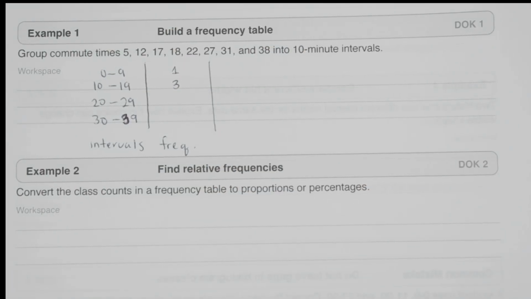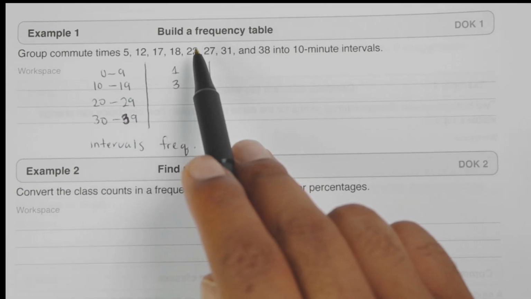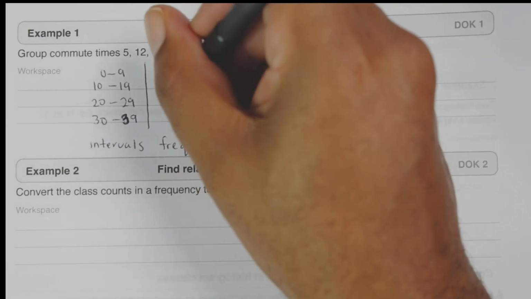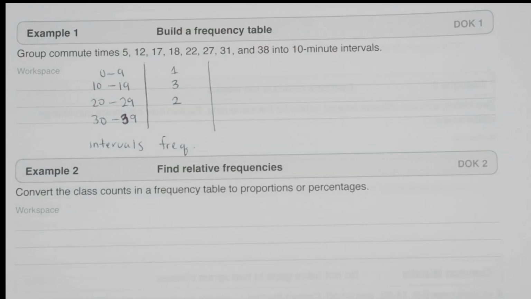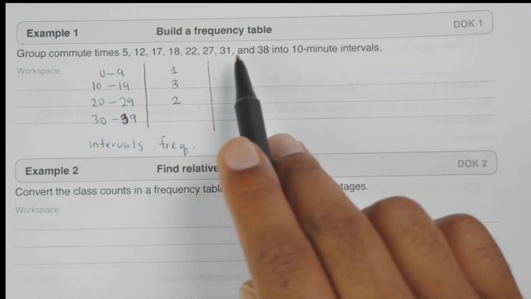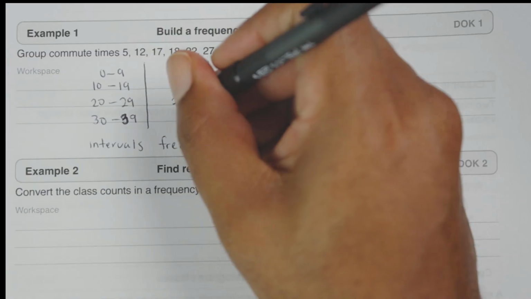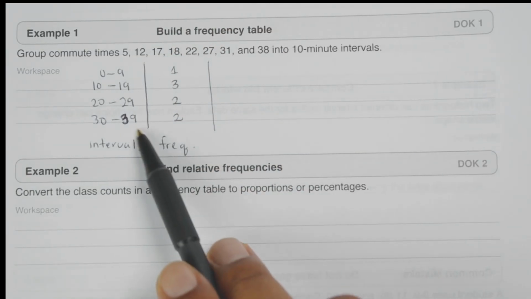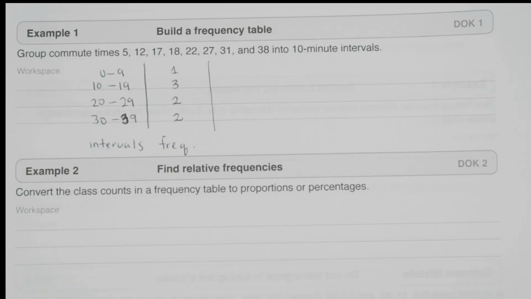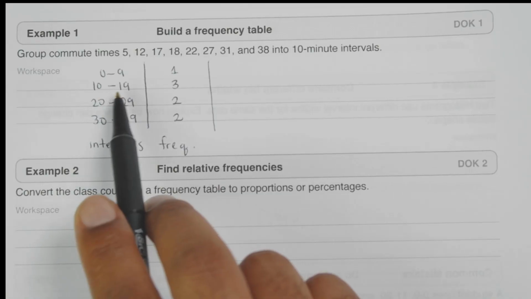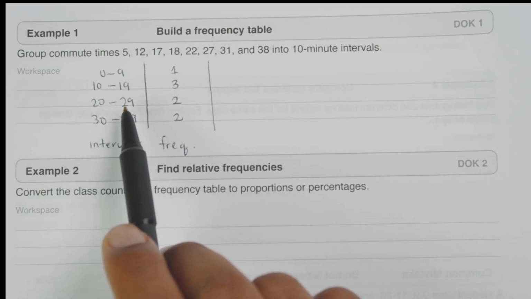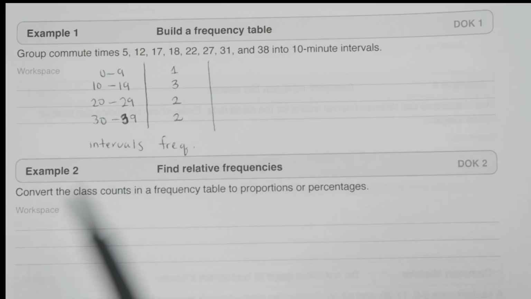Between the window 20 to 29, we have 22 and 27, so that's a frequency of 2. And then 30 to 39, we have 31 and 38, so a frequency of 2 as well. Frequency means how many times they occur. So our table is 0 to 9, 1; 10 to 19, 3; 20 to 29, 2; 30 to 39, 2. Now we want to add those up.